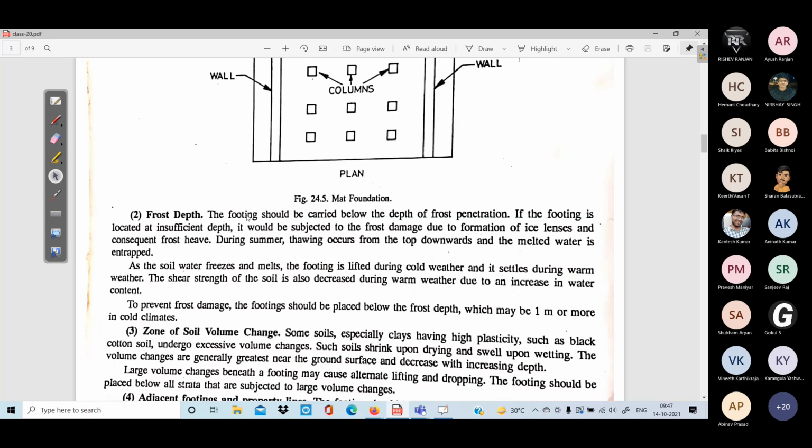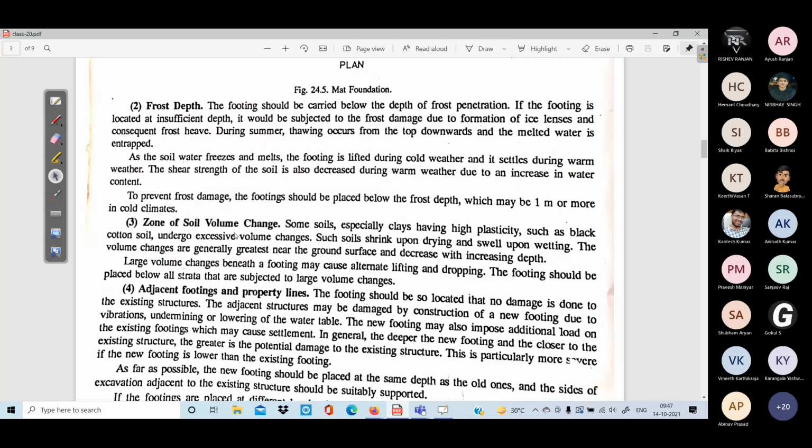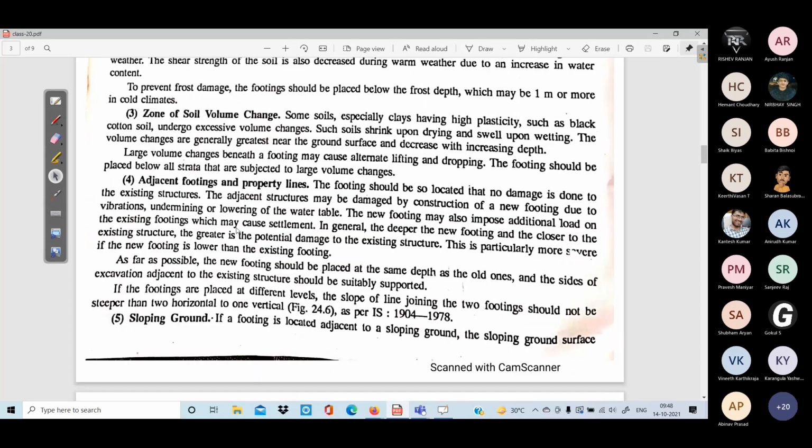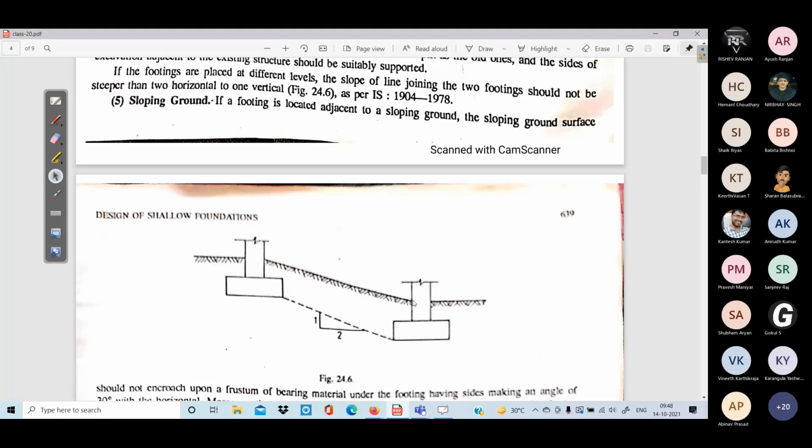The footing should be carried below the frost depth, and below the zone of soil volume changes, wherever the soil changes volume. We will go much deeper than that, and we also have to take care of adjacent footings and sloping ground, like if this is a sloping road. Many in the north, in the Himalayan region, providing footing is very difficult, right?